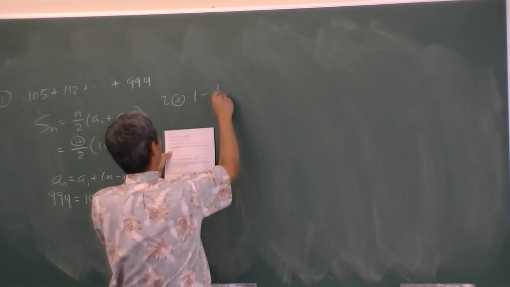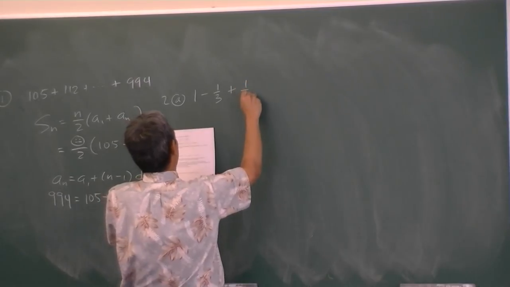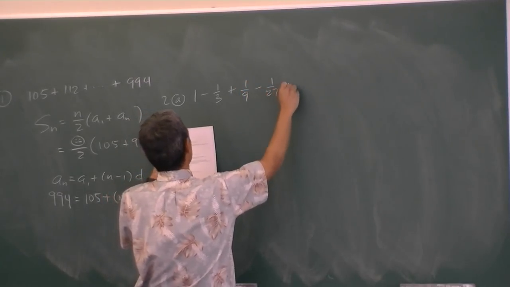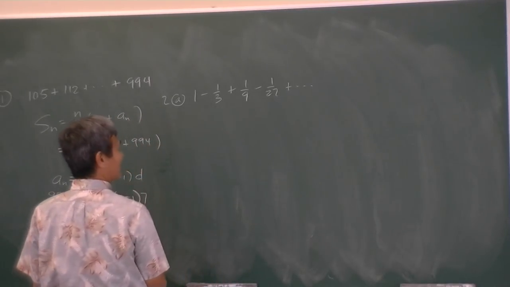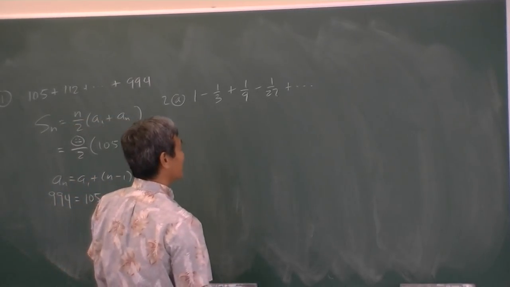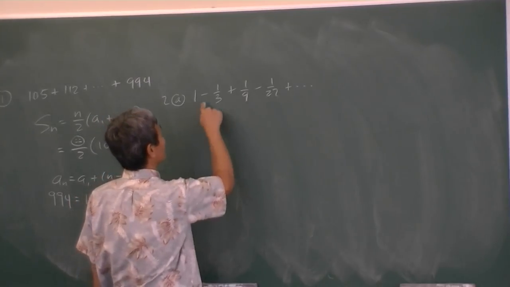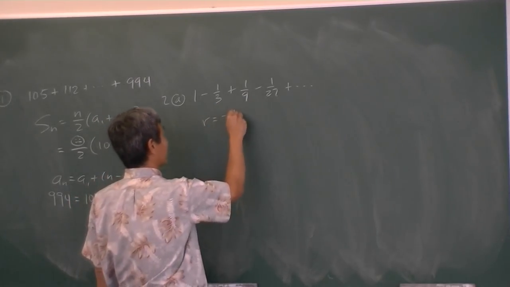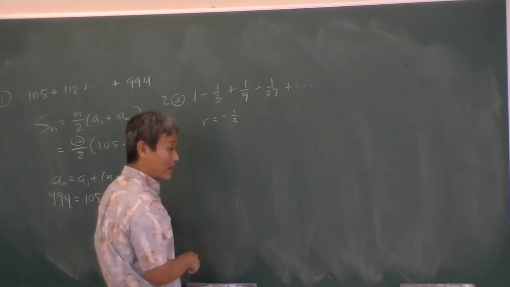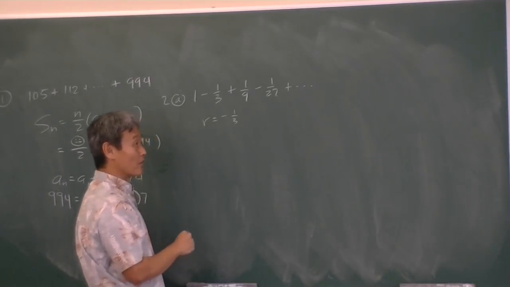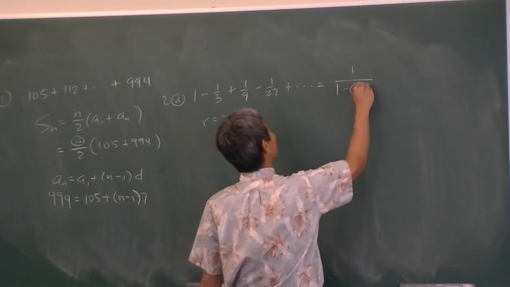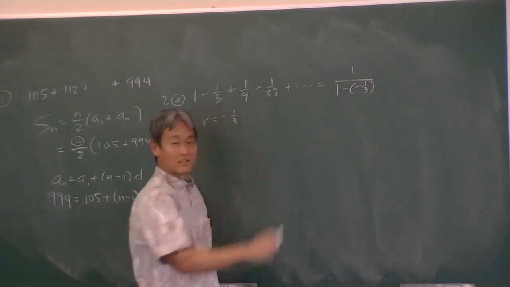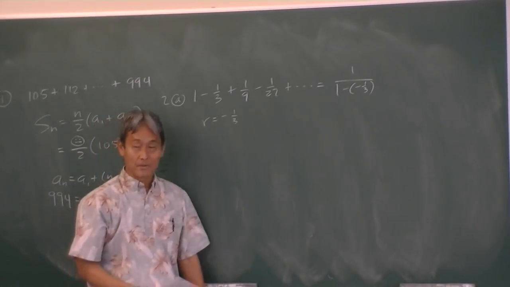1 minus 1 third plus 1 ninth minus 1 27th plus dot dot dot. Is this an infinite geometric series? Yes. What's the common ratio? What do I need to multiply by to get the next term? Negative 1 third. Is the absolute value of that less than 1? Then I can use the formula. And what's the formula? First term over 1 minus r. That's your answer. It's that simple.